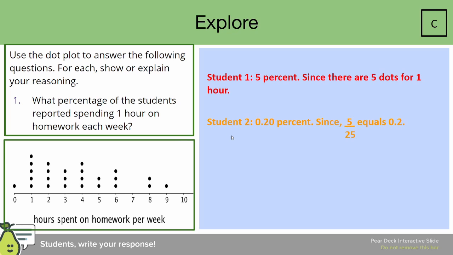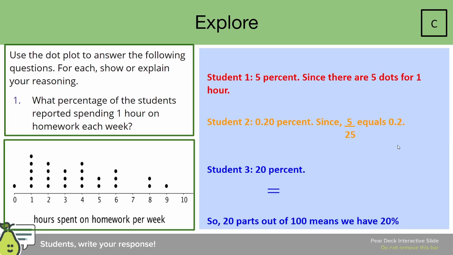Here is a response from student 2. Please pause the video and let me know, is this student correct? All right, welcome back. If you said this student is close, but they're not correct, then you are correct. And the reason for that is because they understand that we need to set up a ratio, which is 5 over 25, 5 being the amount of students that spent 1 hour on their homework per week, and 25 being the amount of students that are in this class in total. However, what they ended up doing is they converted this into a decimal, and unfortunately 0.2 as a percent is not equal to 0.2 as a decimal. Those are two different things.